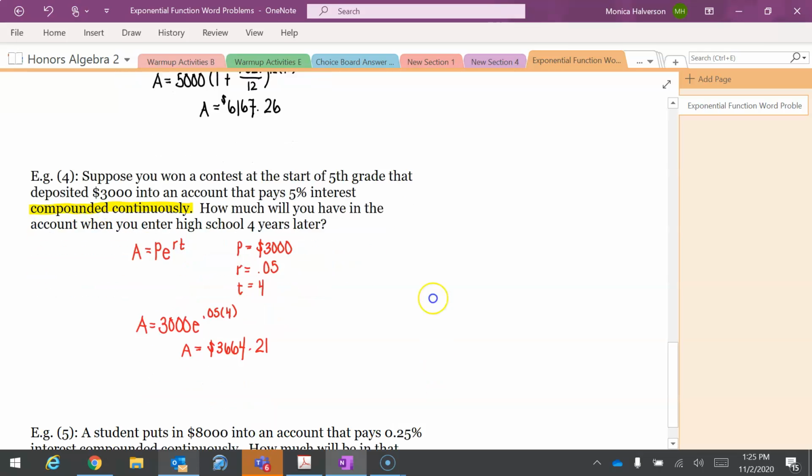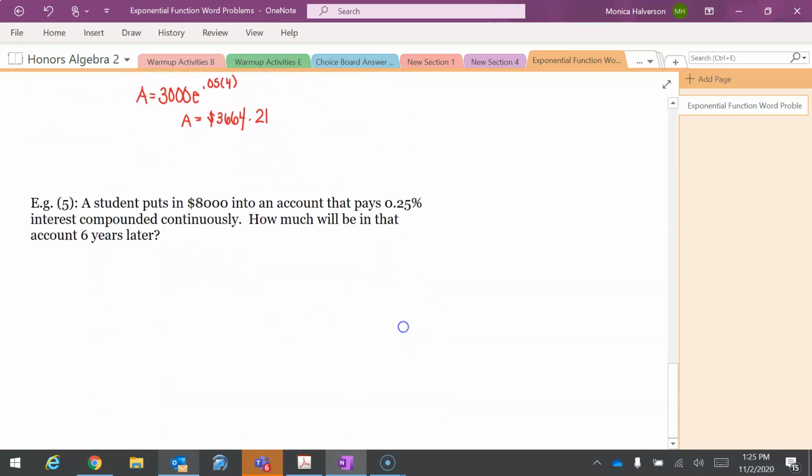All right, I'd like you to do this last example on your own. Okay, so because it says compounded continuously, we know we're going to use the second equation. A is equal to PE to the RT. We know our initial amount is $8,000. Okay, our rate when we convert 0.25% into decimal is 0.0025, and our time is 6 years.